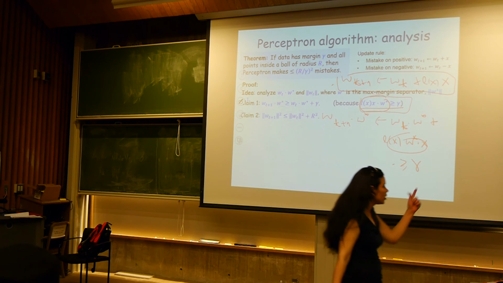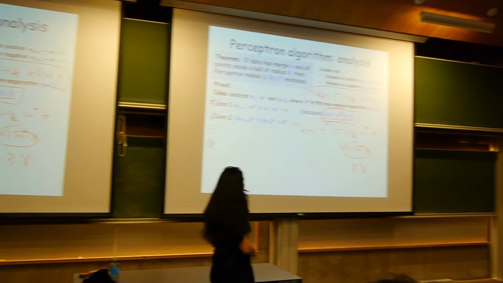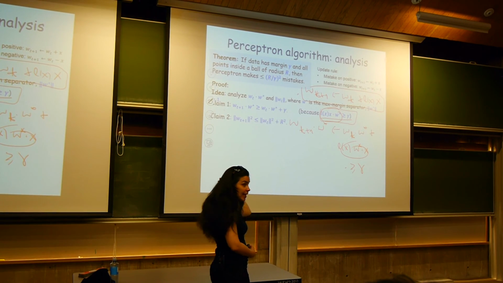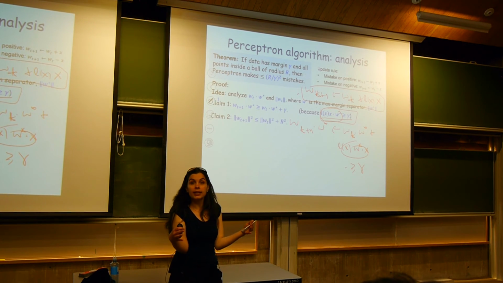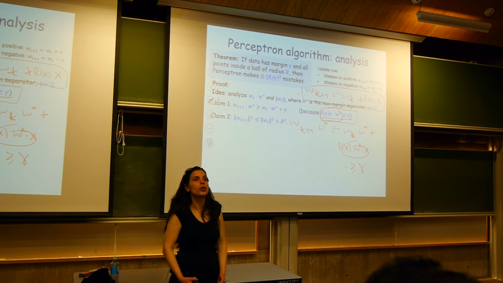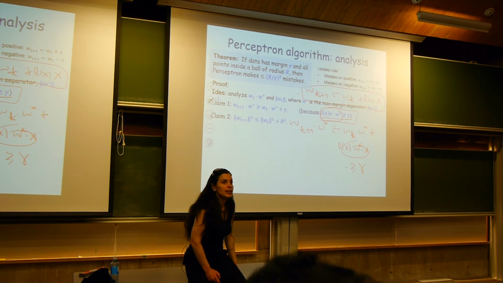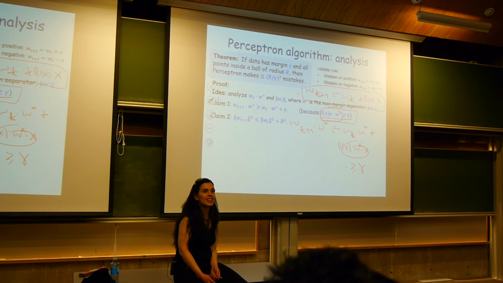Now, as I said, we also need to analyze the square length of the current guess for the target. The second claim, which is very easy to prove, is that every time we make a mistake, the length squared of our current guess for the target goes up by at most r squared, where r is the maximum length of an example, the radius of the ball in which our points lie. Do you guys see why that's the case? If I click, you'll see the proof immediately.